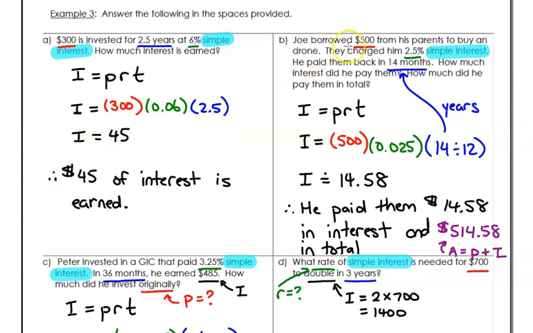Okay, so Joe borrowed $500 from his parents to buy a drone. They charged him 2.5% simple interest. Okay, so I start with my simple interest formula. He paid them back in 14 months. How much interest did he pay them? And how much did he pay in total? Okay, so the $500 that he borrowed, that's his loan of $500, his principal. The 2.5% is his interest rate. Change it to a decimal by dividing it by 100.